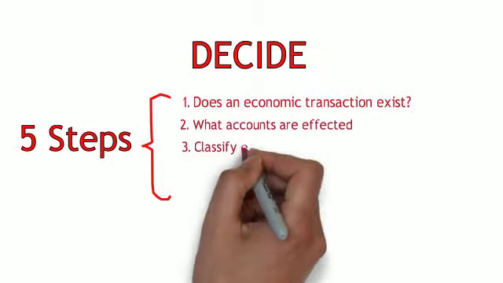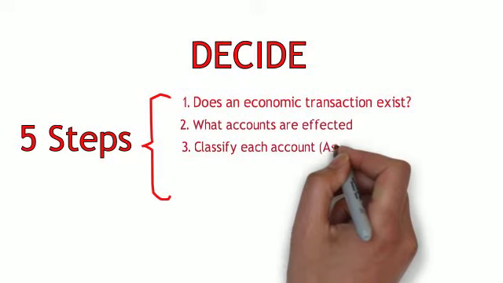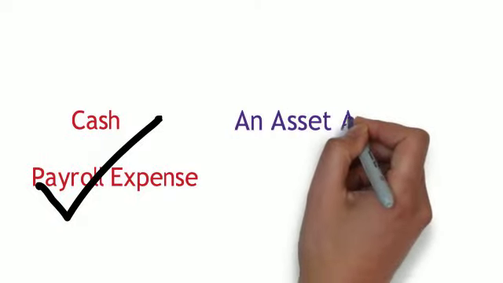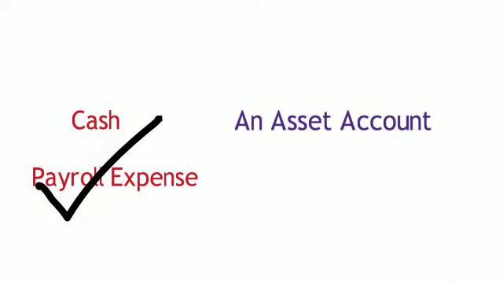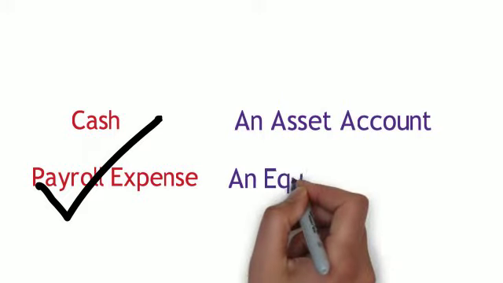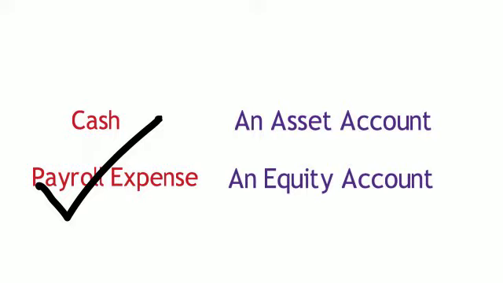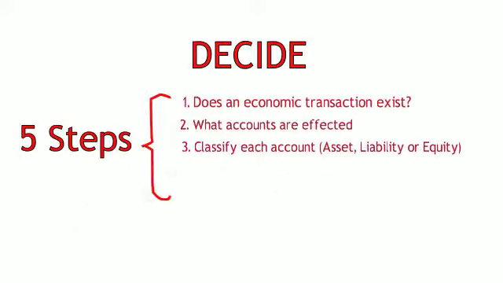Step 3 is to classify each affected account in terms of whether it is an asset, a liability, or an equity account. In our example, the cash account is an asset account. The payroll expense account is part of equity, just like revenue accounts. We'll cover this a bit later in the course.